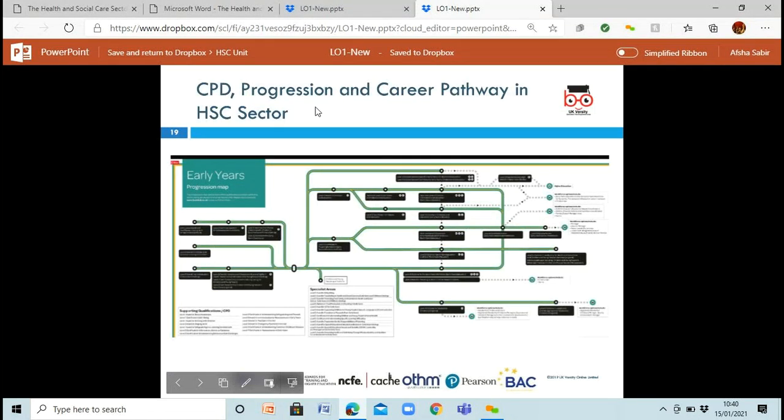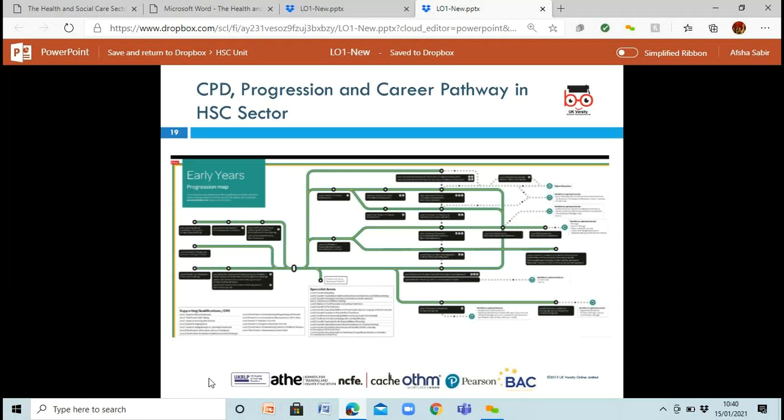So this is a CPD progression and career pathway image that we've got here. Now, this is about the health and social care sector. We can zoom into this when you look at the PowerPoint, and I'll show you exactly where to go. It goes through the different progressions in the health care sector that you can go through, whether it's to be a nurse or a care home manager, what sort of courses you need to take, and what steps you would need to take. So this is a fantastic image that shows you what steps can be done.